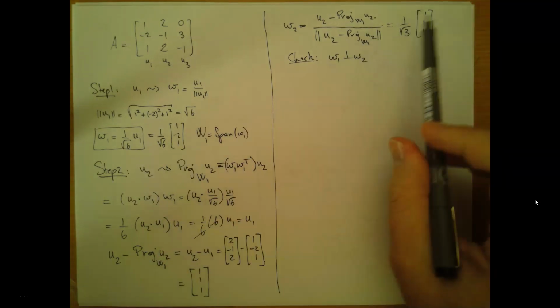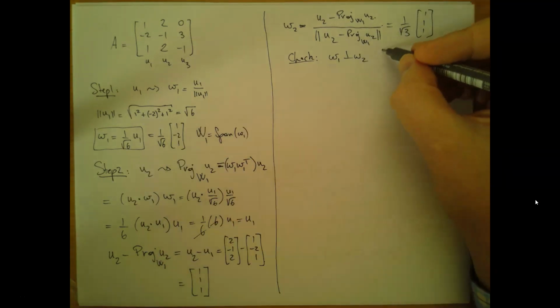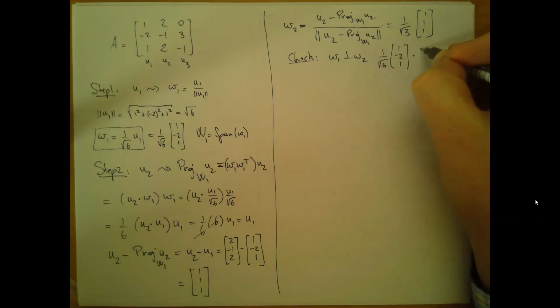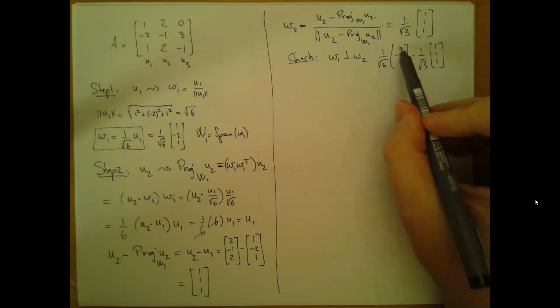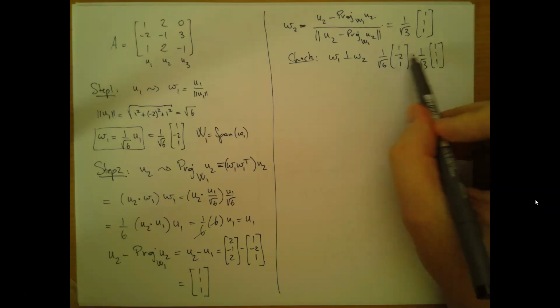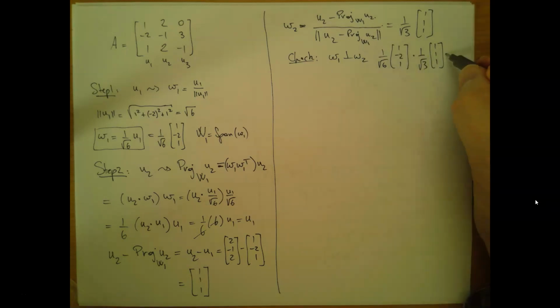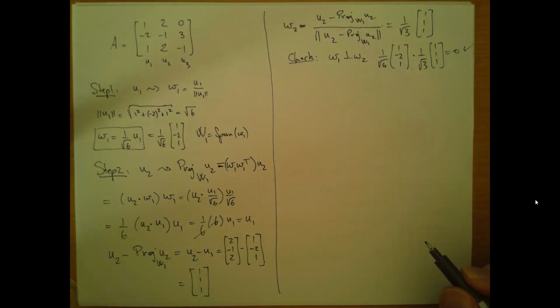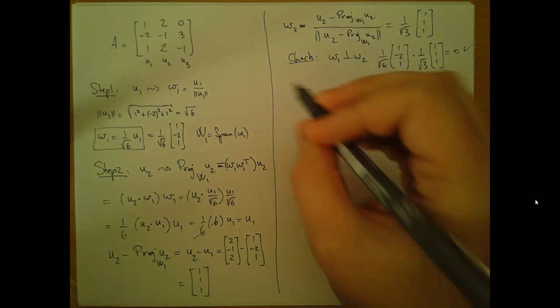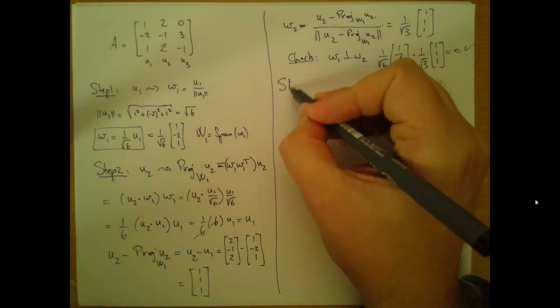So if I take the dot product of 1 over root 6, (1, -2, 1), with 1 over root 3, (1, 1, 1), the root 6 and the root 3 factor out. Really what matters here is 1 times 1, -2 times 1, and 1 times 1, so you get 0. Alright, so that's good. We are on the right path. And now, let's do the last step, step 3.